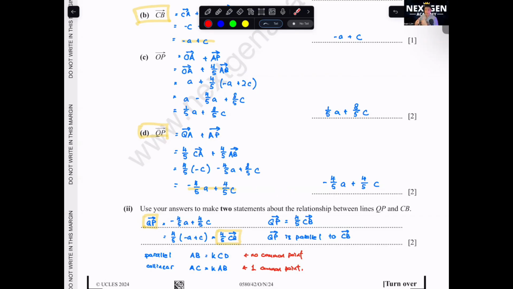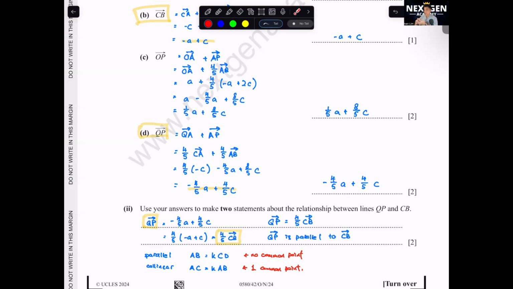Okay, if you don't understand this, go back to my vector videos. I actually explained it inside the video. Just go through the entire lesson because vectors have a lot of theory that you all need to remember. All right, number 6.